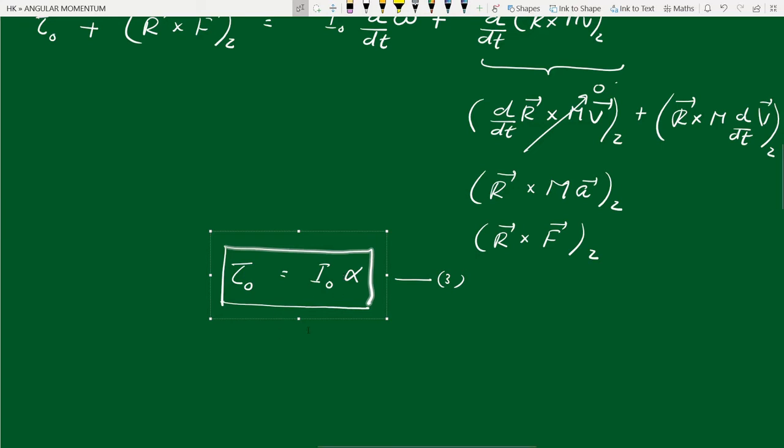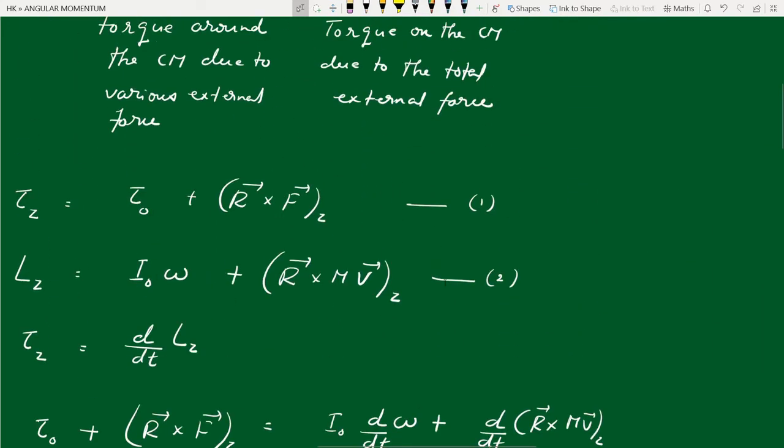So look at equations 1 and 2. First we established equation 2 in the previous class. The total angular momentum is equal to the angular momentum due to rotation of the body around the center of mass, the first term I0 omega, and the second term, angular momentum due to translation of the center of mass. So this total angular momentum we can write as two terms, and here we have shown that total torque also can be written as two terms in equation 1.